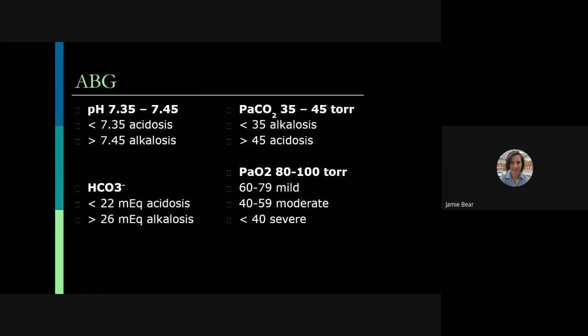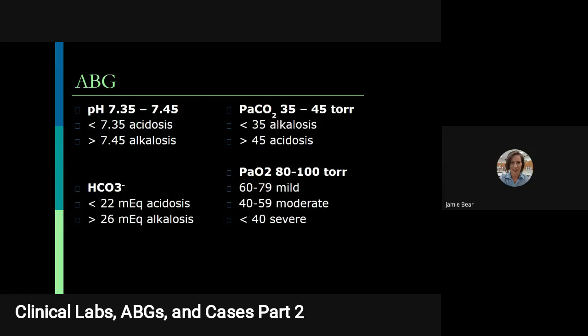A review from arterial blood gas shows that the normal pH value in our blood is between 7.35 and 7.45. Less than 7.35 will contribute to or will be an acidosis, whereas greater than 7.45 is an alkalosis or an alkalotic blood sample. The PaCO2, which represents the respiratory system, has a normal value of 35 to 45 torr. Less than 35 would be alkalotic. Greater than 45 would be an acidosis.